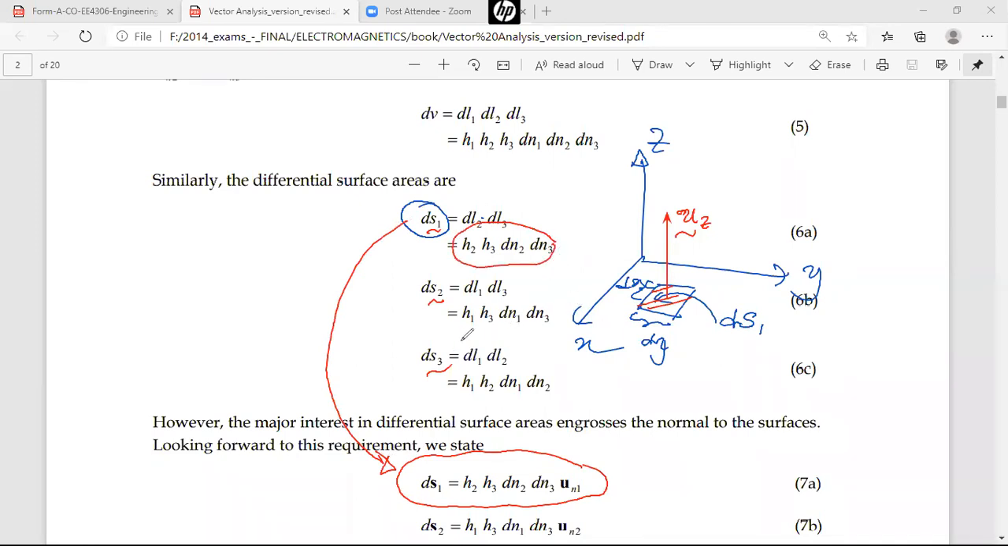So if you want to convert this differential surface area into a vector, surfaces can also be represented in vector form. As an example, just multiply this amplitude by the unit vector along the one axis. To compute ds1, please look here. To compute this ds1, you have to take the product of dl2 and dl3. To compute ds2, you take the product of dl1 and dl3. For ds3, you use dl1 and dl2. If you use 1 and 2, your direction is 3. If you use 1 and 3, your direction is 2. If you use 2 and 3, your direction is 1. Something like that.